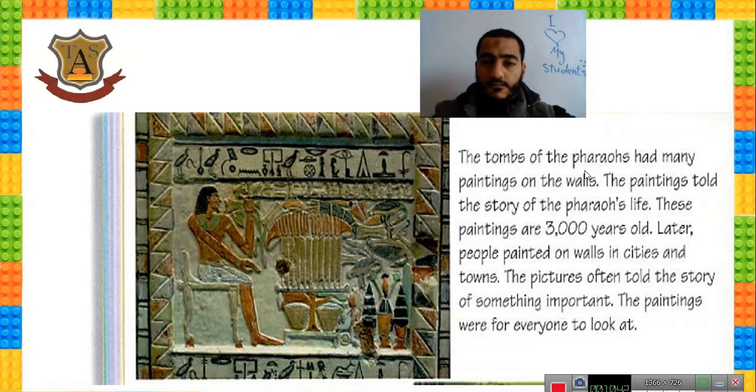The tombs of the pharaohs had many paintings on the walls. The paintings told the story of the pharaoh's life. These paintings are 3,000 years old. Later, people painted on walls in cities and towns. The pictures often told the story of something important. The paintings were for everyone to look at.